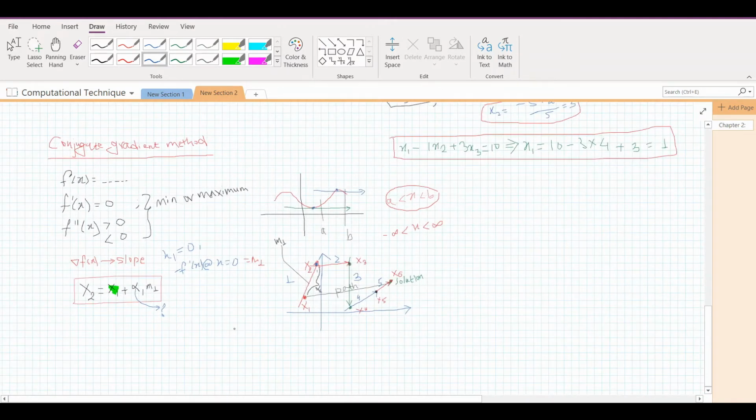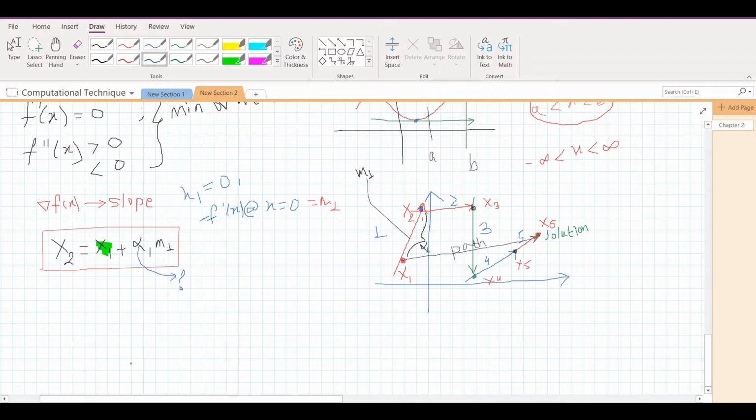Alpha 1 is kind of like your step size. We want to know how far we want to move in this direction so we can reach the solution faster. In numerical methods, to find alpha 1 you can use the Newton-Raphson method or the bisection method and so on, and there are also analytical methods. Here we will directly use an analytical method to find the value of alpha 1.